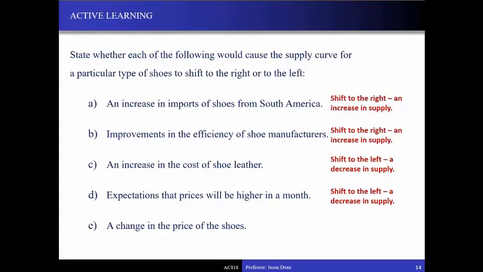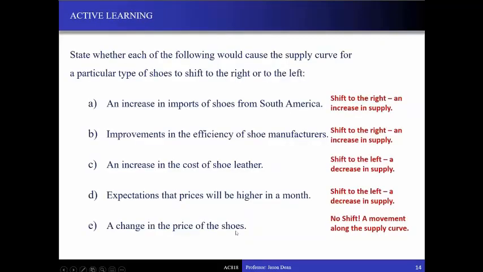Now, what if there's a change in the price of the shoes themselves? There'd be no shift. Okay, good. So you got the trick this time. Perfect. This would just be a movement along the supply curve. So when there's a price increase in shoes, there's no shift. The reason there's no shift is because we're not selling more quantity and we're not increasing pricing.